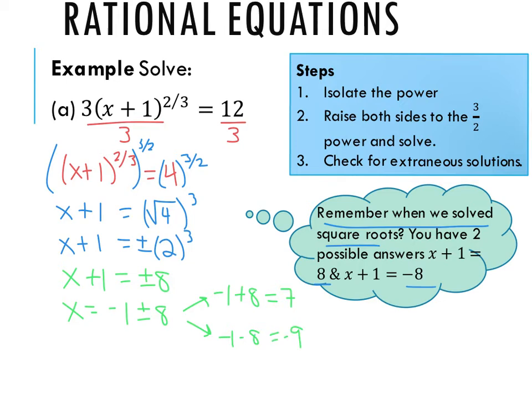And then we mentally check. So we know 7 plus 1 in the original is 8. Cube root of 8 is 2. Squared is 4, times 3 is 12. So this one definitely works. For negative 9: negative 9 plus 1 is negative 8. Cube root of negative 8 is negative 2. Negative 2 squared is 4, times 3 is also 12. So that one is also good.